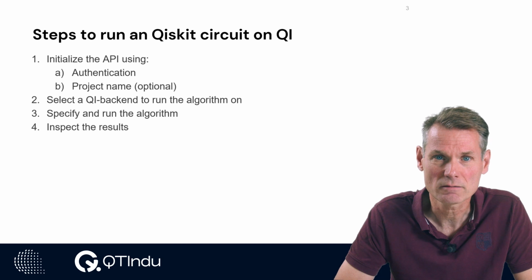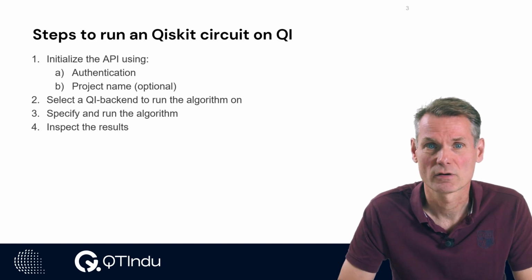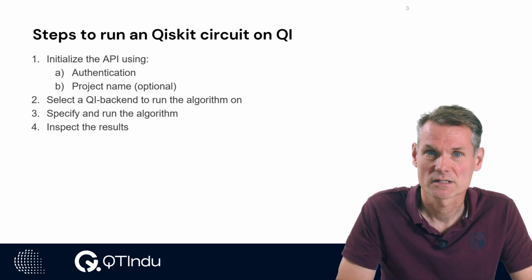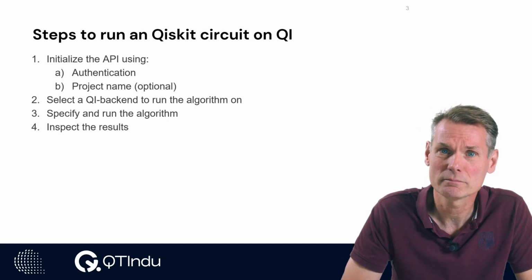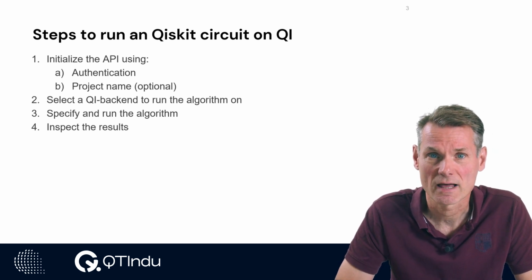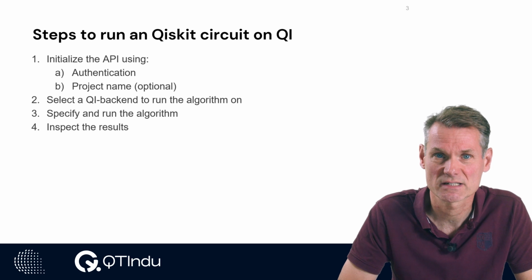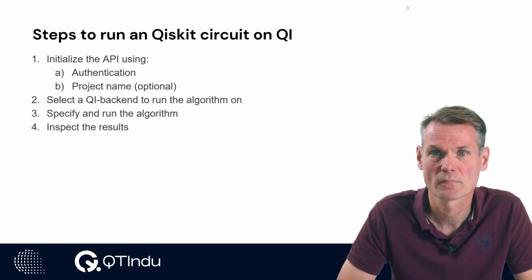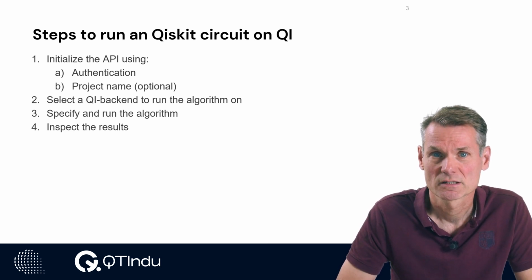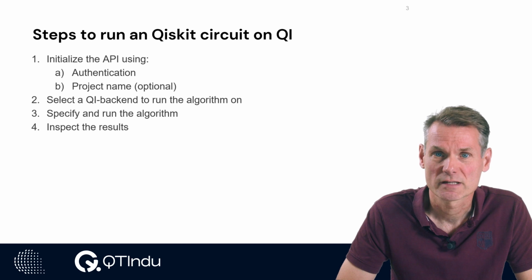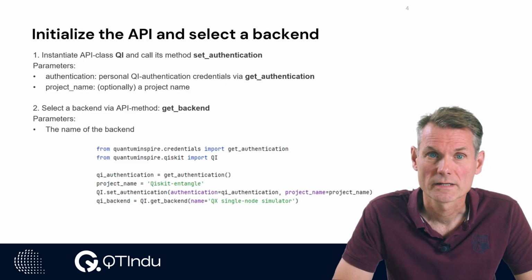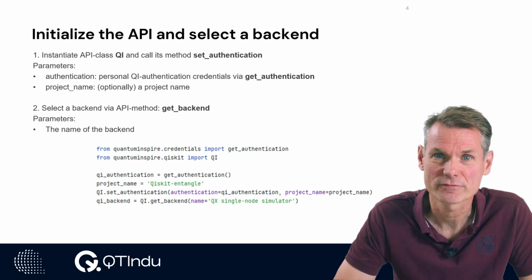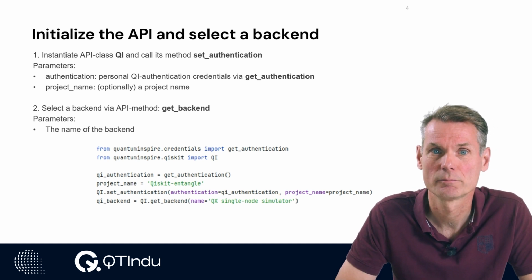The steps are: first, initialize the Quantum Inspire API; second, select the QI backend for running our algorithm; then execute the algorithm; and the last step is inspecting the results. We will show the steps with the same example algorithm as we used in the previous module, and that's the Bell state. Initializing the API is not much different than when using CQASM.